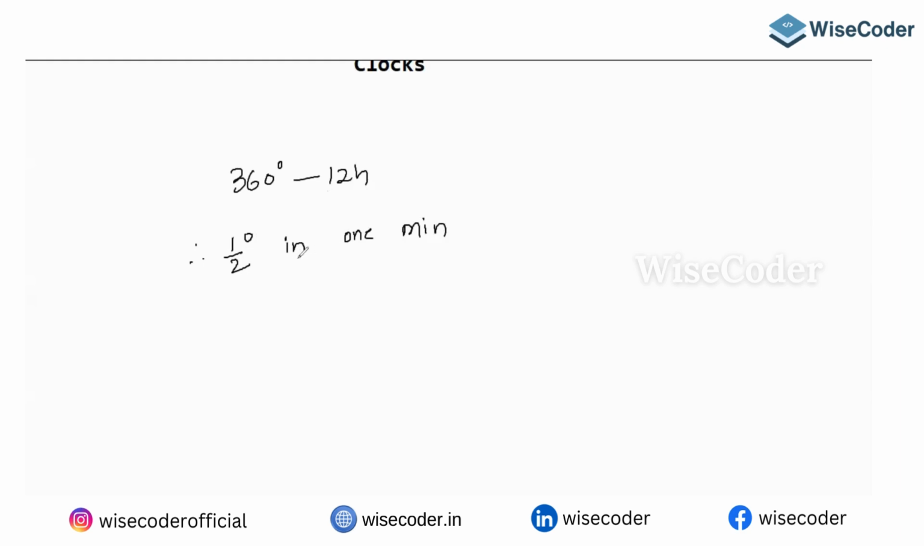So in 1/4 of an hour, that means 15 minutes, no? The total is 60 minutes, there are 4 equal parts, so every part will give you 15 minutes. So 1 minute is half a degree, so 15 minutes is 15 into half a degree. That will give you 7.5 degrees.